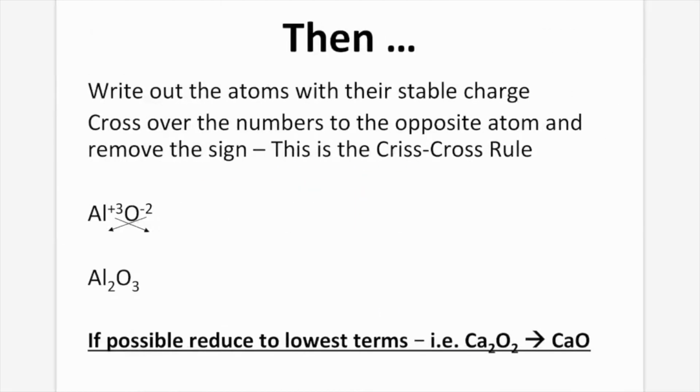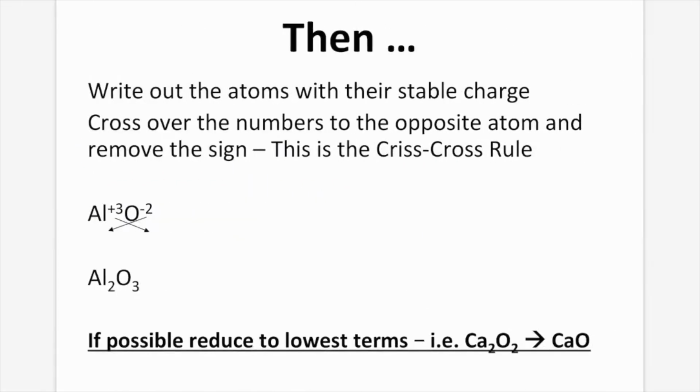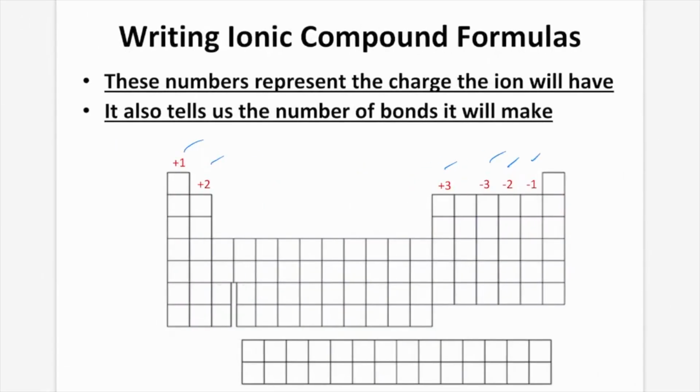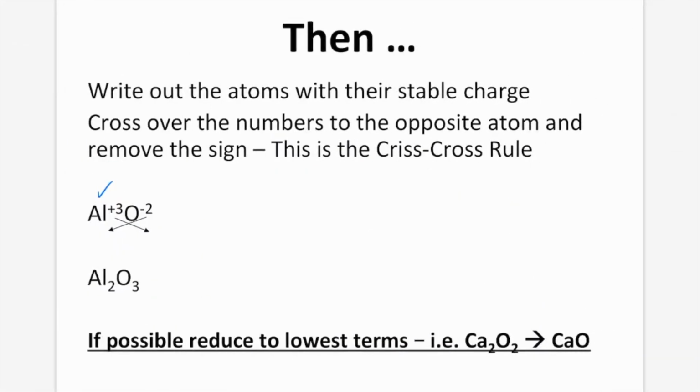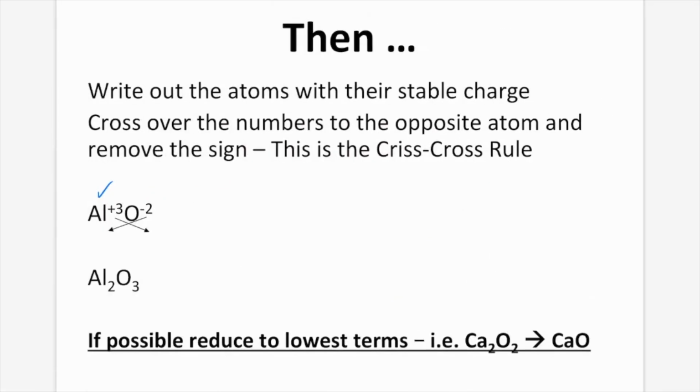Then what you need to do is write out the atoms with their stable charge, as we just found by doing this. Then cross the numbers to the opposite atom and remove the sign. This is called the criss-cross rule. So for instance, if we have aluminum and oxygen, we write aluminum on the left with its 3+, because we know aluminum is found right here on the 3rd column. Oxygen we know is -2 because it's found in this group right here. So we write Al 3+, O 2-, and then we cross them over, we remove the signs, and we're left with Al2O3. If possible, you want to reduce it to lowest terms. So for instance, Ca2O2 becomes CaO.